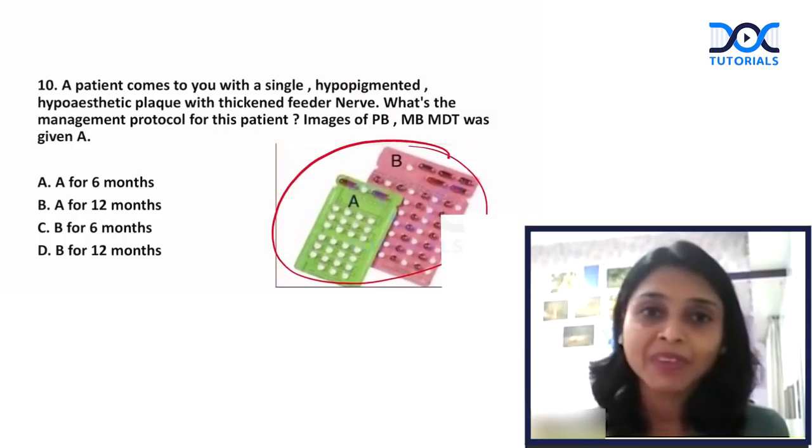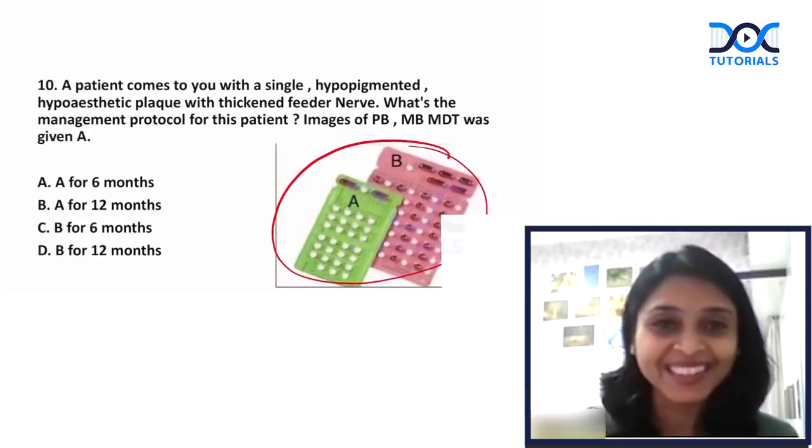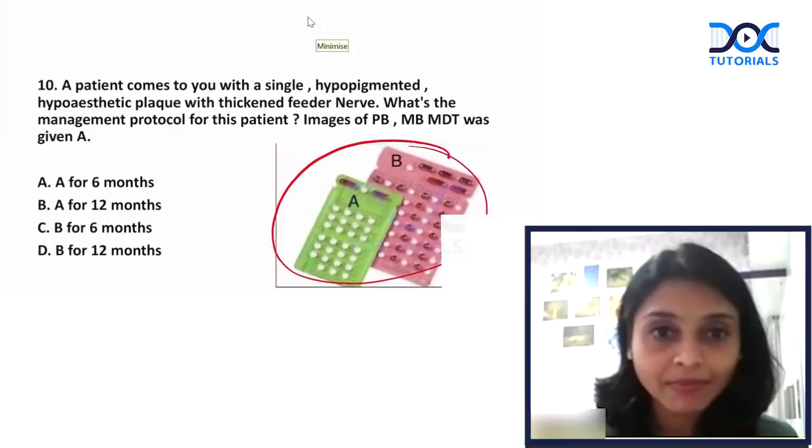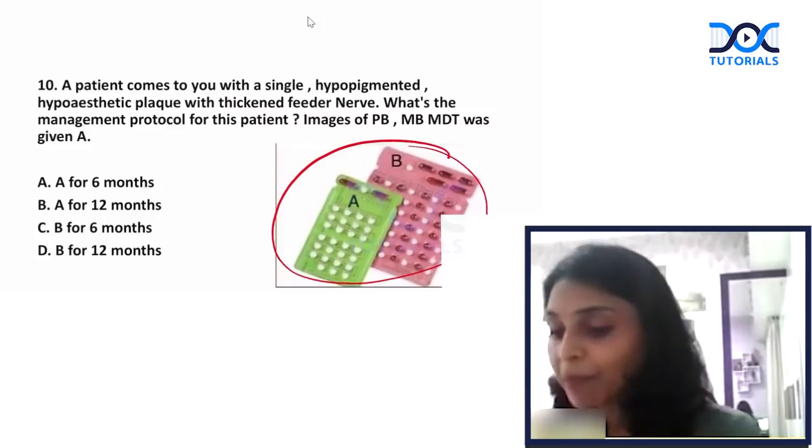So many are there, but when I ask, nobody is responding. You can at least write, you can chat. You wrote D, B for 12 months.